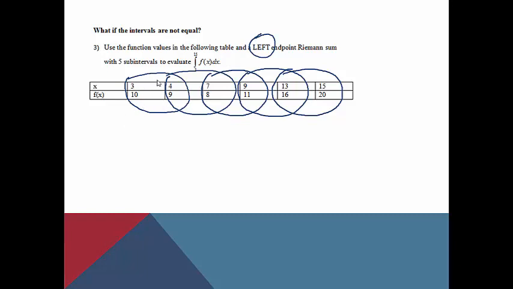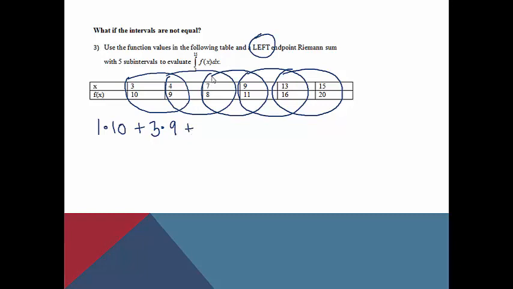So from 3 to 4, the width of that interval is 1. And then I'm doing a left Riemann sum. So if I'm going from 3 to 4, 3 would be my left endpoint, and the value at 3 is 10. Okay, and then plus, my next interval is going to be from 4 to 7. The width of that interval is 3. And then between 4 and 7, 4 is my left endpoint. The y value at that point is 9. So that would be the height of that rectangle.